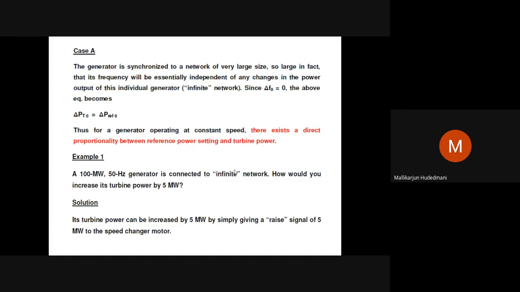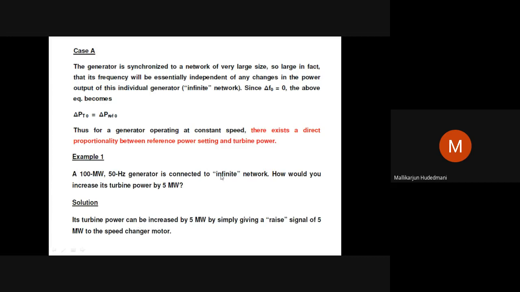Suppose your system is an infinite network. To such an infinite network, one generator is connected to deliver power in parallel to that. Then how is that 5 megawatt extra power you need to increase from this generator, connected to the infinite network? Then what is to be done? This turbine power can be increased by 5 megawatt directly by simply giving a raise signal of 5 megawatt to the speed changer motor. Why is this exactly so?